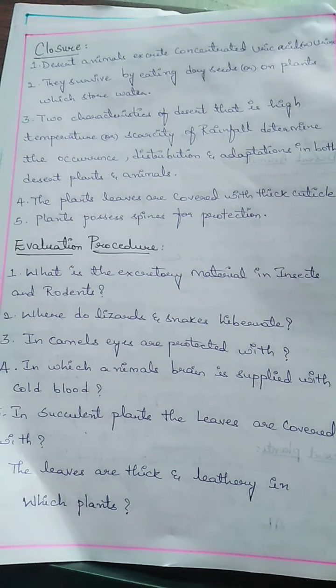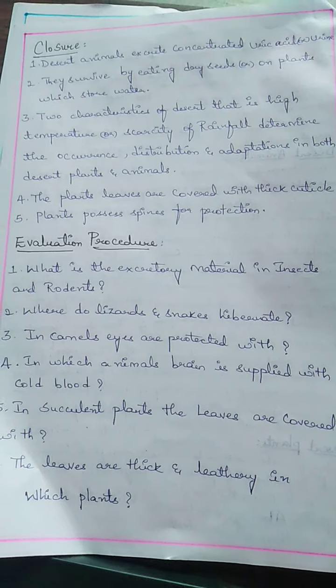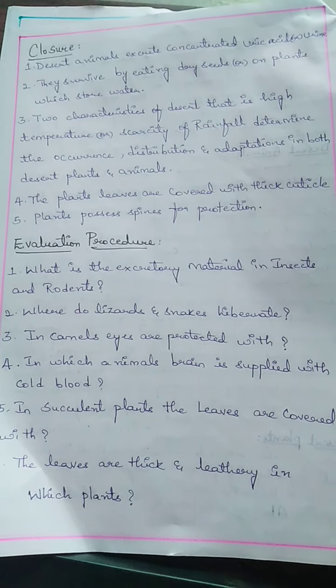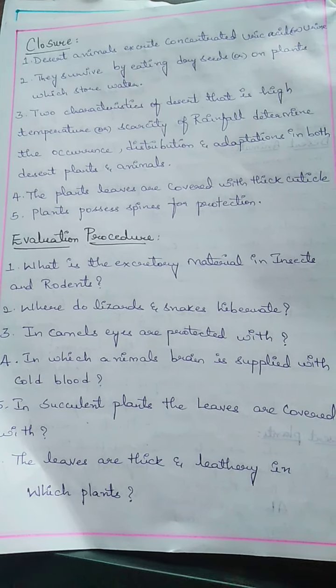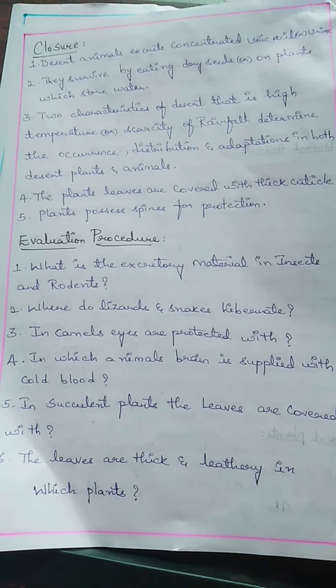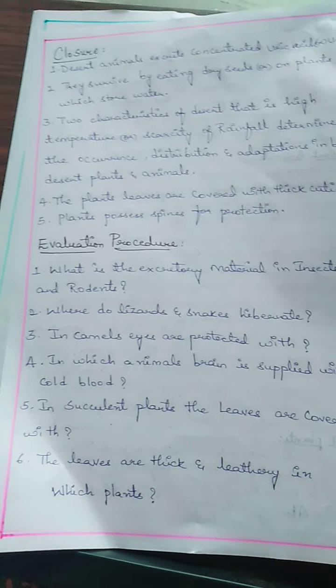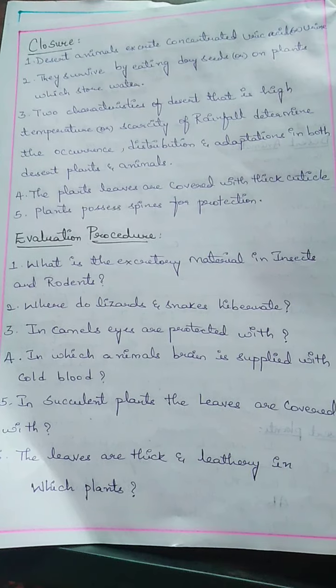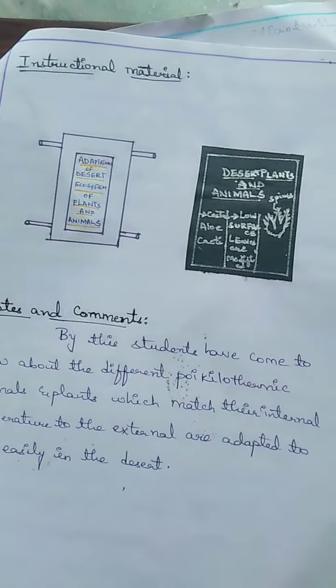Who are the students over here, guys? Your peer group. You are not going to school for micro teaching. You are doing it in your college itself, in front of the supervisor as well as in front of your peer groups, right? Next comes the evaluation procedure. Evaluation procedure is the questions you have framed. Next is instruction material.